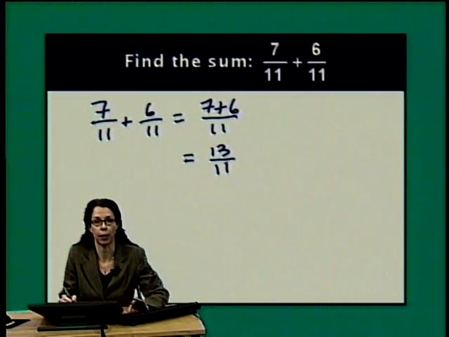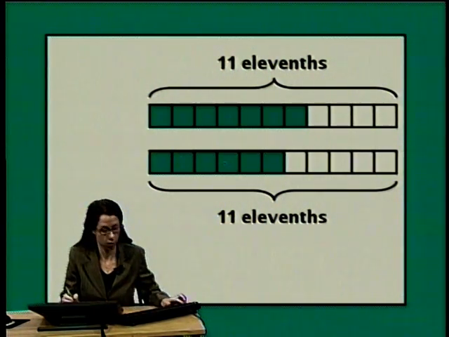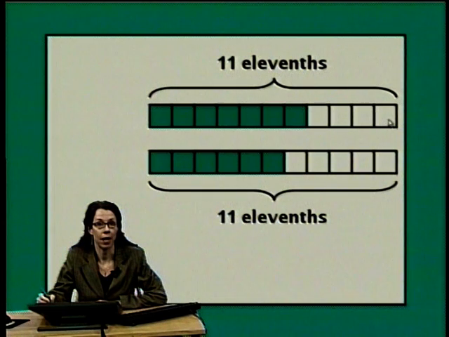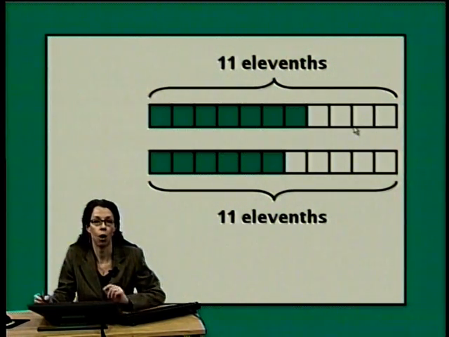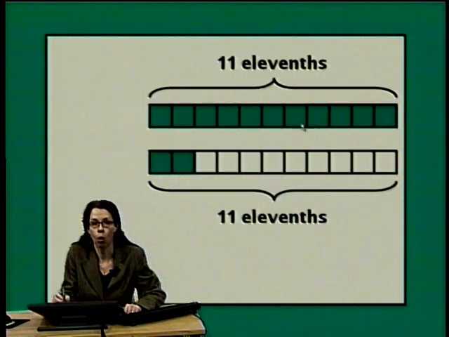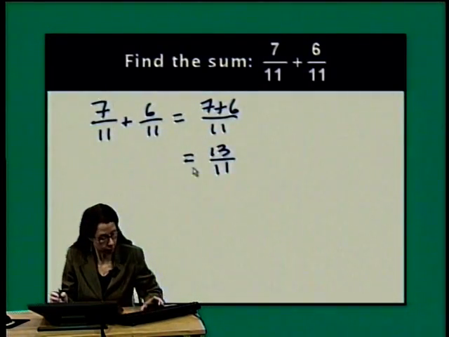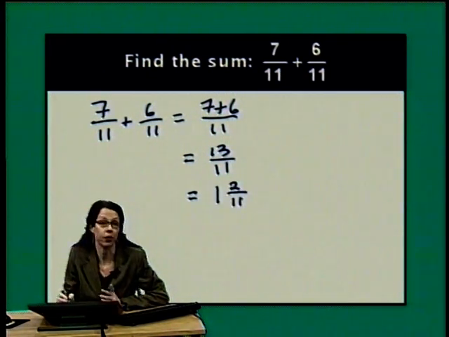Let me show you a picture of that. What I have here is our problem. In the first row, we have 7/11 shaded in. In the second row, we have our 6/11. And if you count the shaded boxes, you'll get the 13/11 we just found without any pictures. But what I'm going to do here is take some of these shaded boxes and fill in the open boxes in my first fraction bar. What I'm left with is one whole fraction bar and 2/11 left over. So I can write my answer here as 1 plus 2/11 as a mixed number.